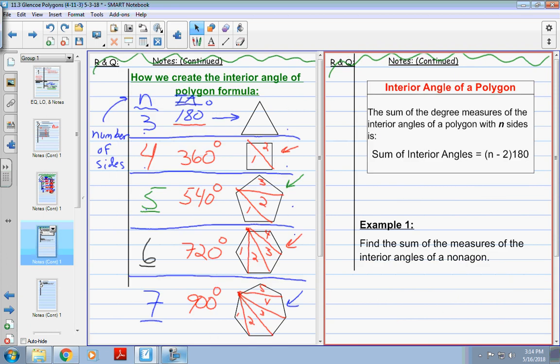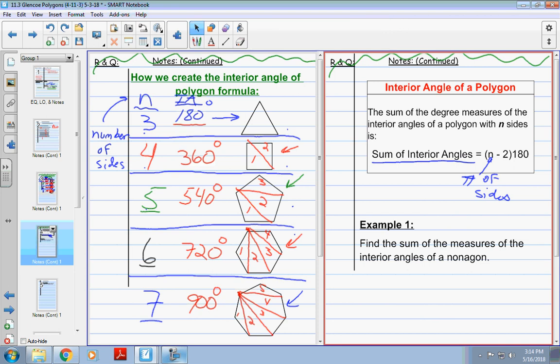The formula for the sum of interior angles is you take n, which again, remember, stands for the number of sides, and you subtract 2 and multiply by 180. That's what we kept on doing every single time. So that's how we create the sum of interior angles formula. It always equals the number of sides minus 2, times 180. So let's go ahead and see how this will be used in our problems.